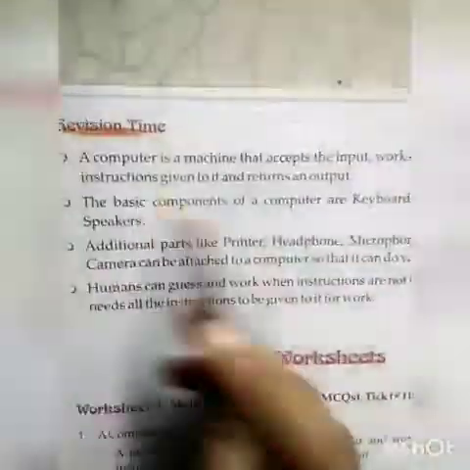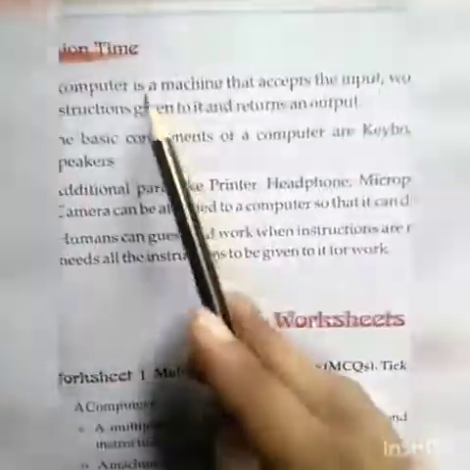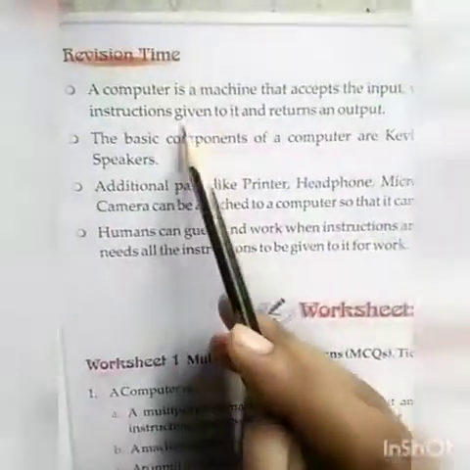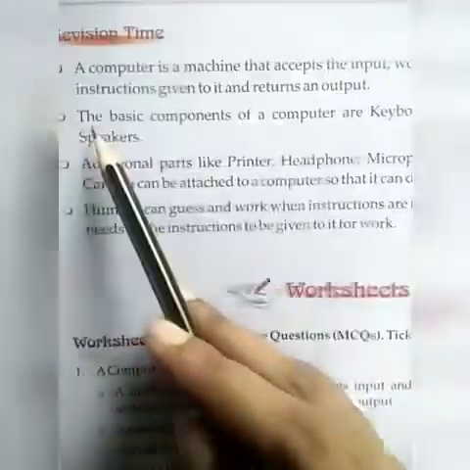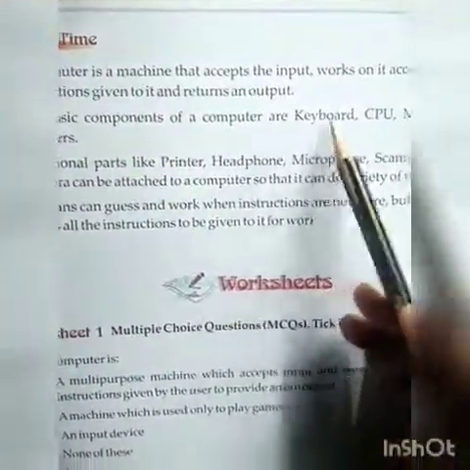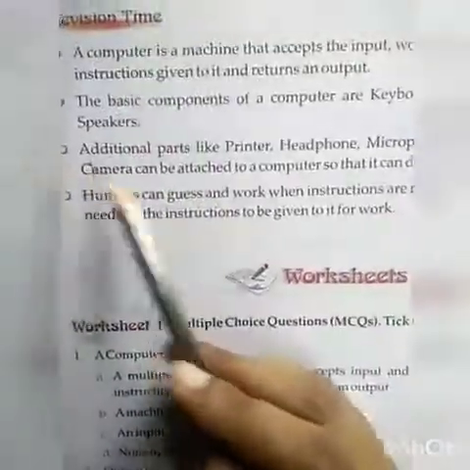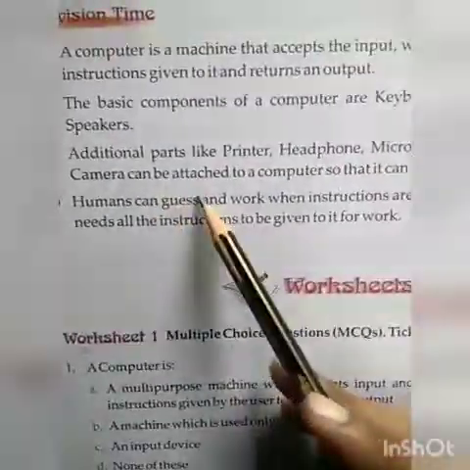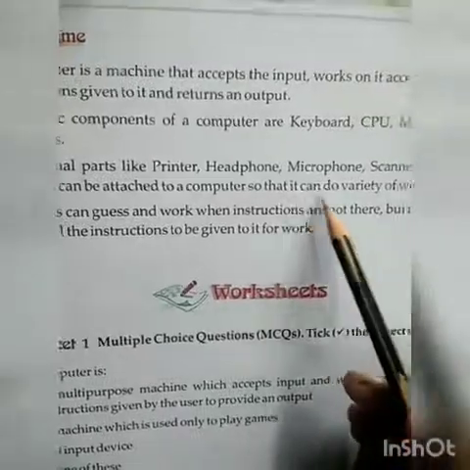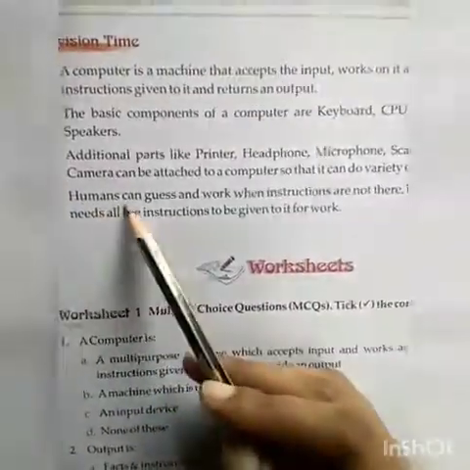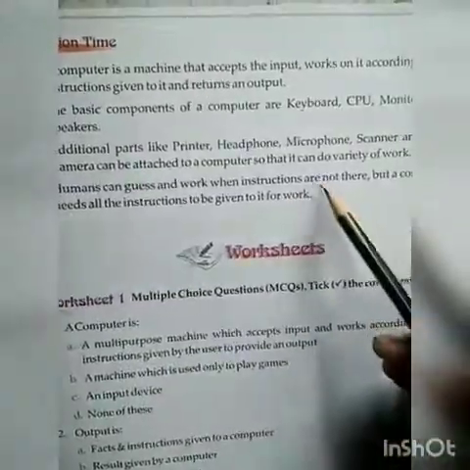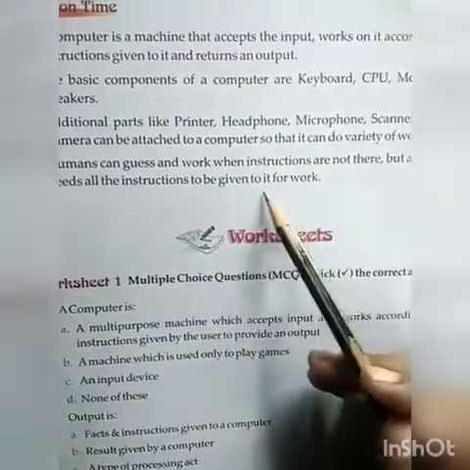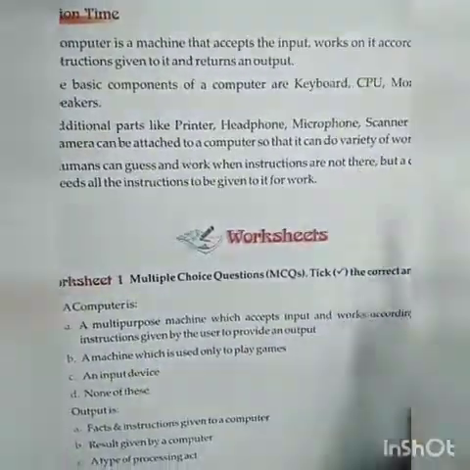Now revision time. So let's revise. A computer is a machine that accepts input, works on it according to the instructions given to it, and returns an output. The basic components of a computer are keyboard, CPU, monitor and speakers. Additional parts like printer, headphone, microphone, scanner and web camera can be attached to a computer so that it can do a variety of work. Humans can guess and work when instructions are not there, but a computer needs all the instructions to be given to it for work.